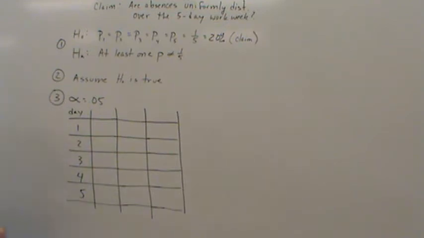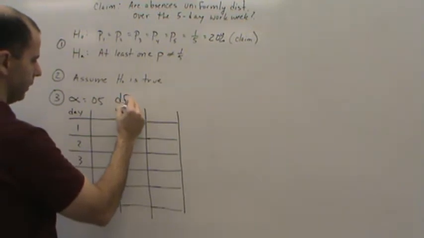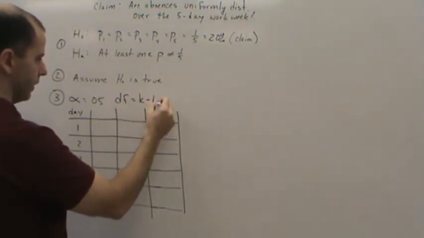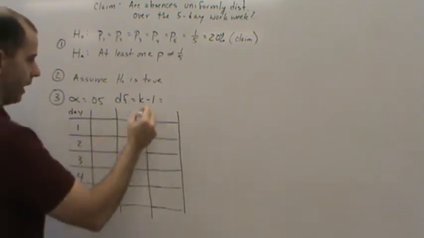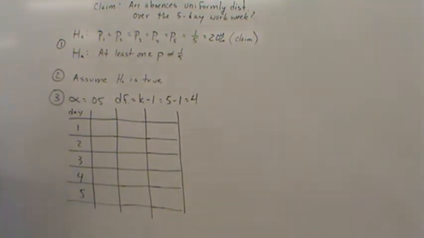Okay, so the first thing is how many categories do we have? Well, we have 5 days, so that's 5 categories. So what's the degrees of freedom? Well, the degrees of freedom is equal to k minus 1. In this case, the number of categories is 5, so the degrees of freedom is going to be 4.